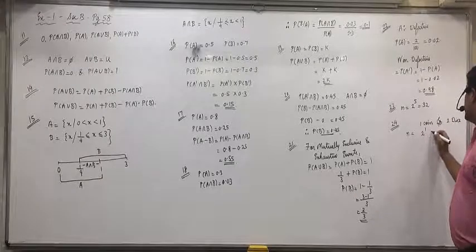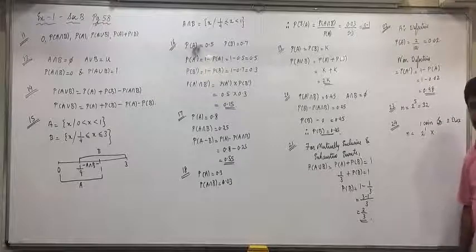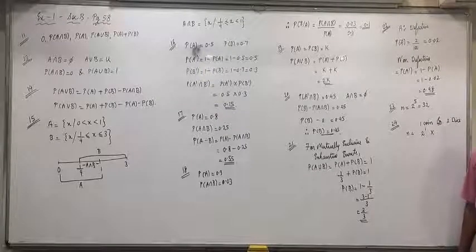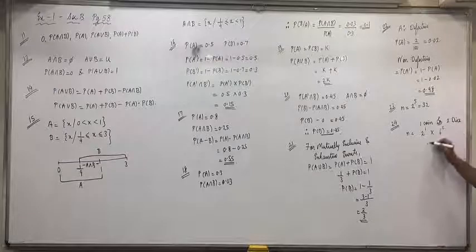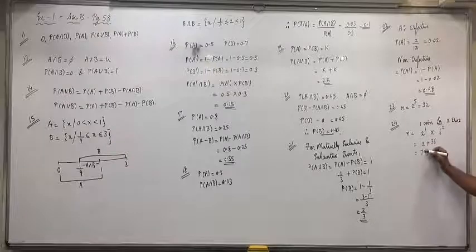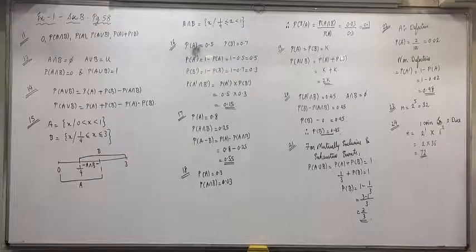One coin, can I say 2 raised to 1? What will be the outcomes with one coin? 2 raised to 1. And means multiplication. And what will be the outcomes with two dice? 6 raised to 2. So 2 into 36, 72 outcomes will be there if you throw one coin and two dice.